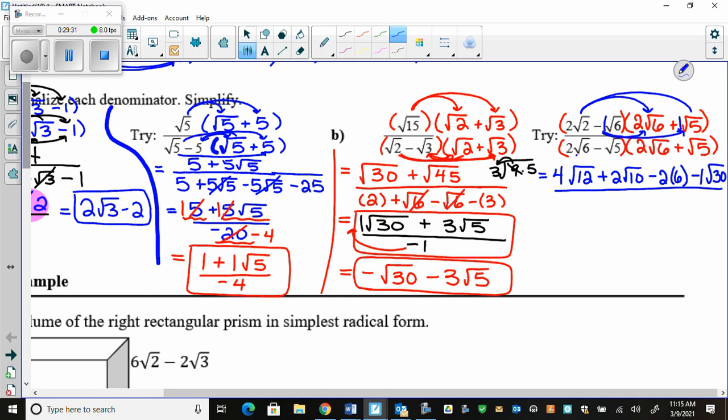Then we go, 2 times 2 is 4. Root 6 times root 6 is 6 in brackets. And outside, 2 times 1 is 2. Root 6 times root 5 is root 30. Inside, 2 times negative 1 is negative 2. Root 5 times root 6 is root 30. And then negative 1 times 1 is negative 1, sorry. Root 5 times root 5 is 5. And these cancel, which is ultimately what we needed to go away, right?